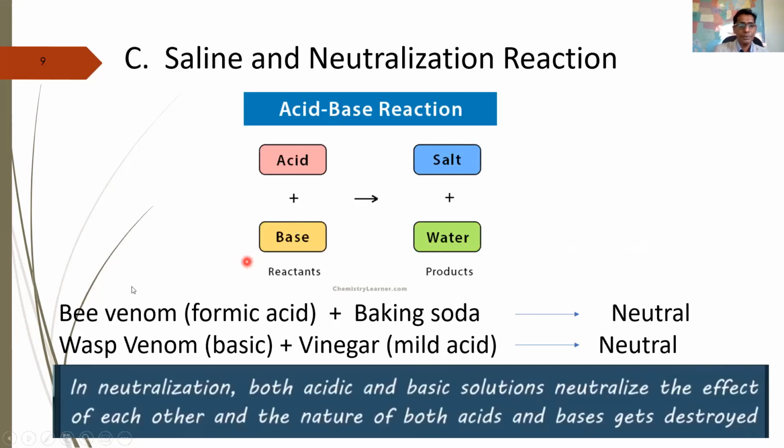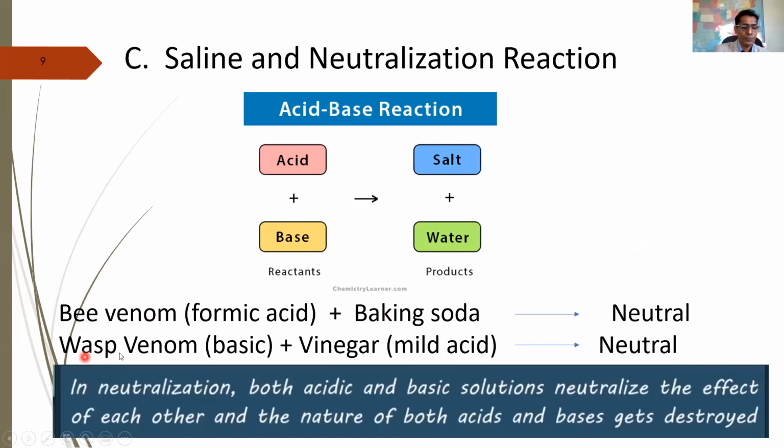For example, in everyday life, when you get stung by a bee, the bee venom is basically formic acid. That's why we feel itchy and we feel pain. Because it's acid, we can apply baking soda to that location, and then it gets neutral, and the formic acid no longer gives an irritating feeling to our body.